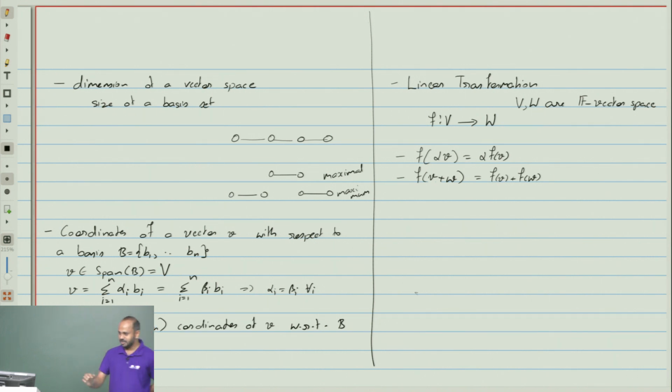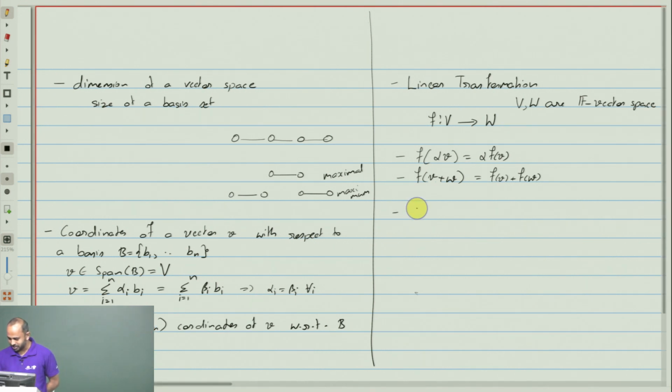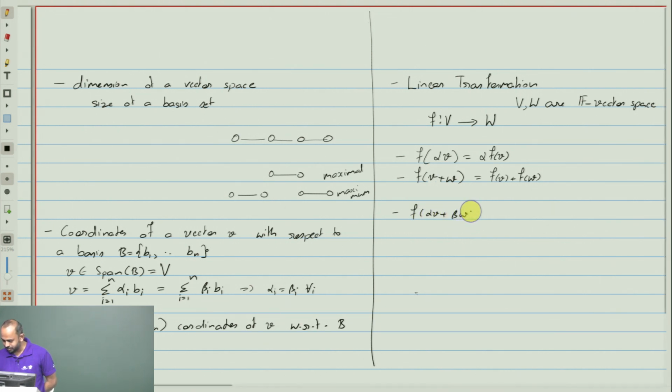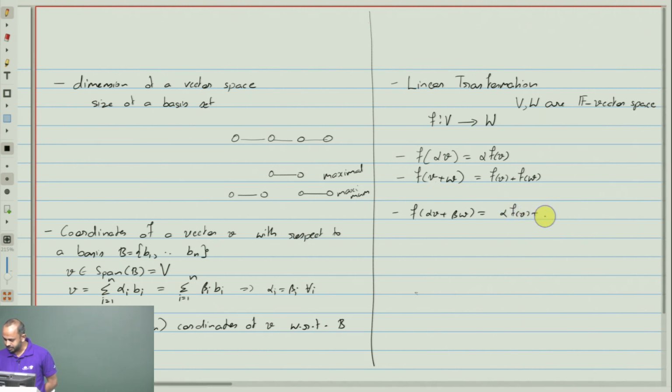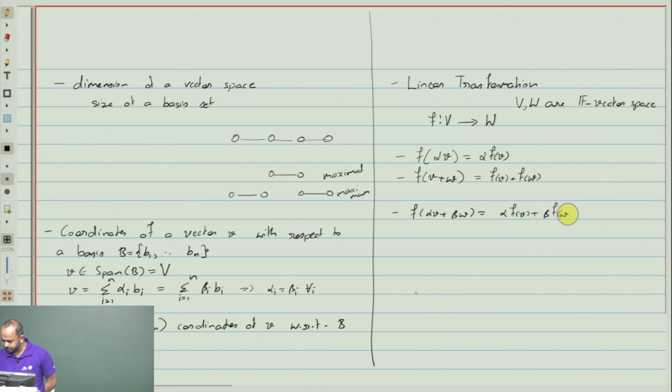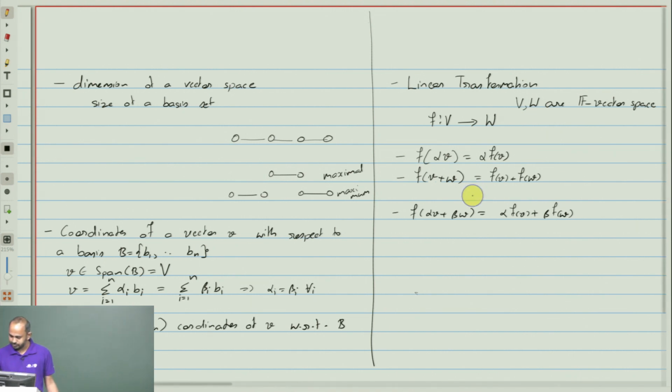And typically you say these in one go, right. You say that f of alpha v plus beta w should be equal to alpha times f of v plus beta times f of w. So, we are saying 1 and 2 together in one go by doing the third condition. All these things are not necessary, if we just say the third condition, it is enough.